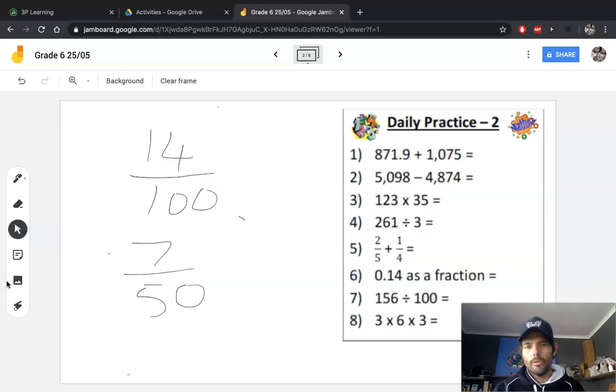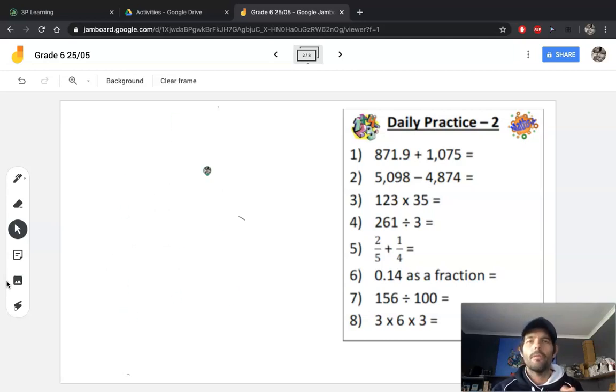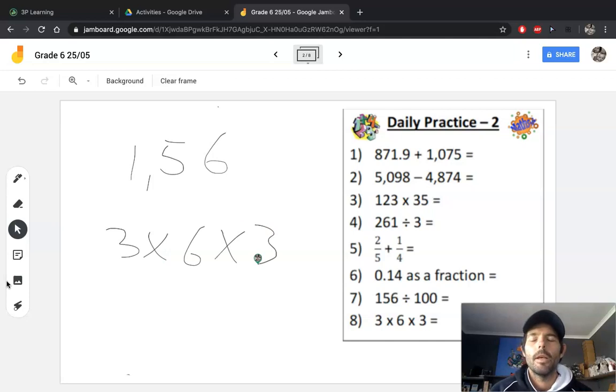Question 7, 156 divided by 100. Okay, so we need to know that when we divide a number by 10, 100, or 1,000, it becomes smaller. When I divide it by 100, it becomes 2 places smaller. So that's 1,56.